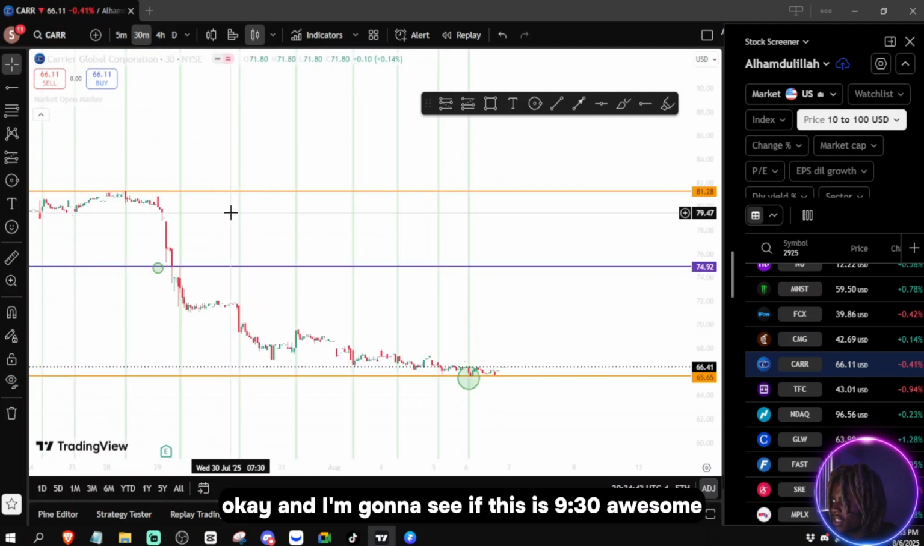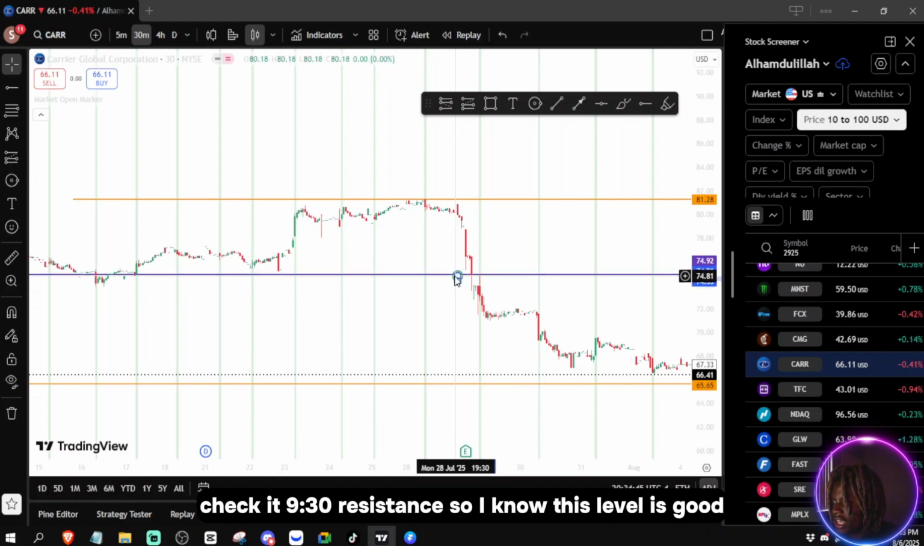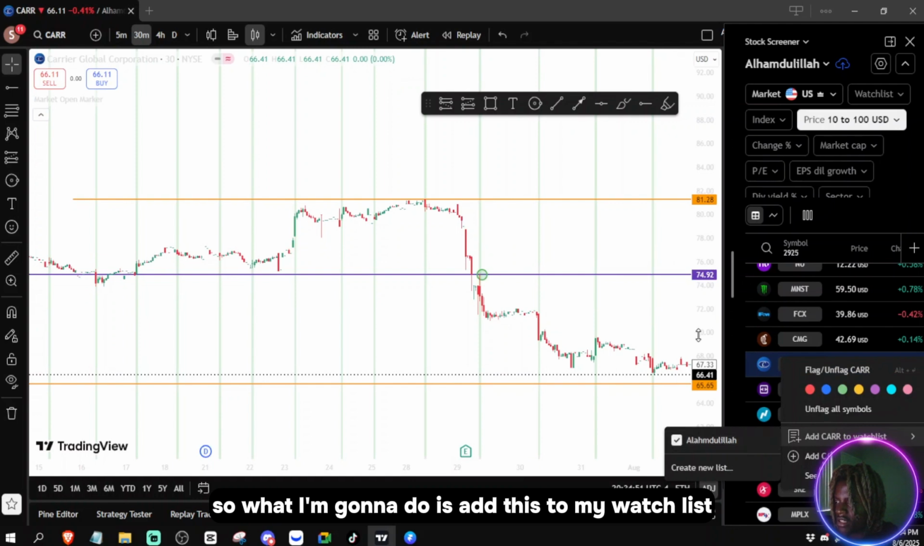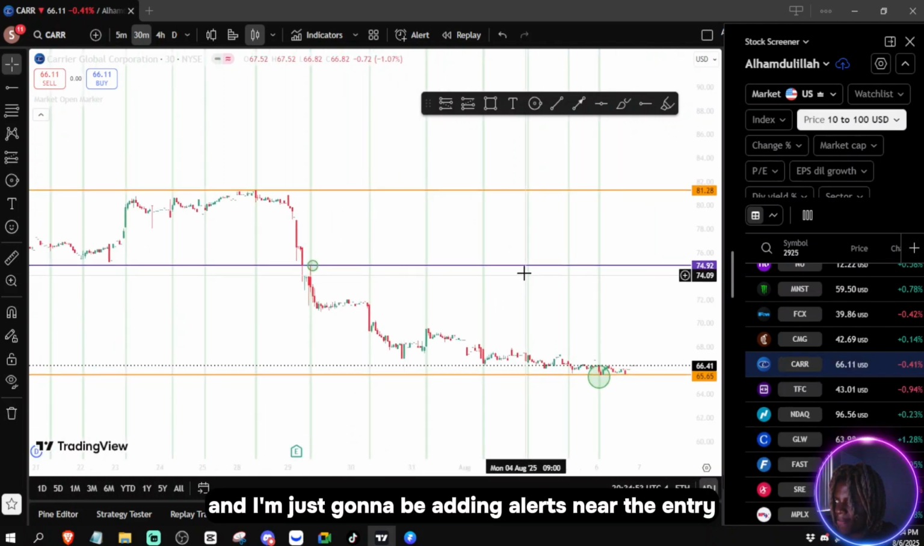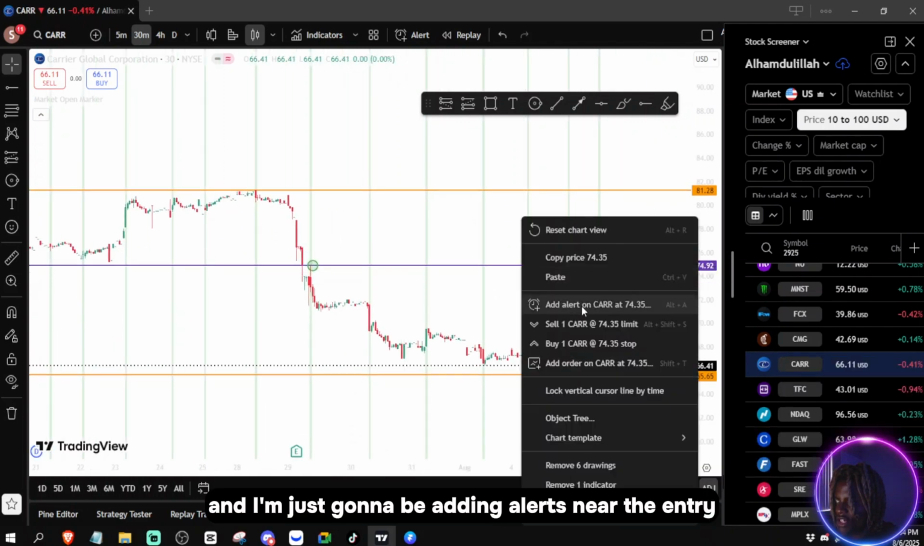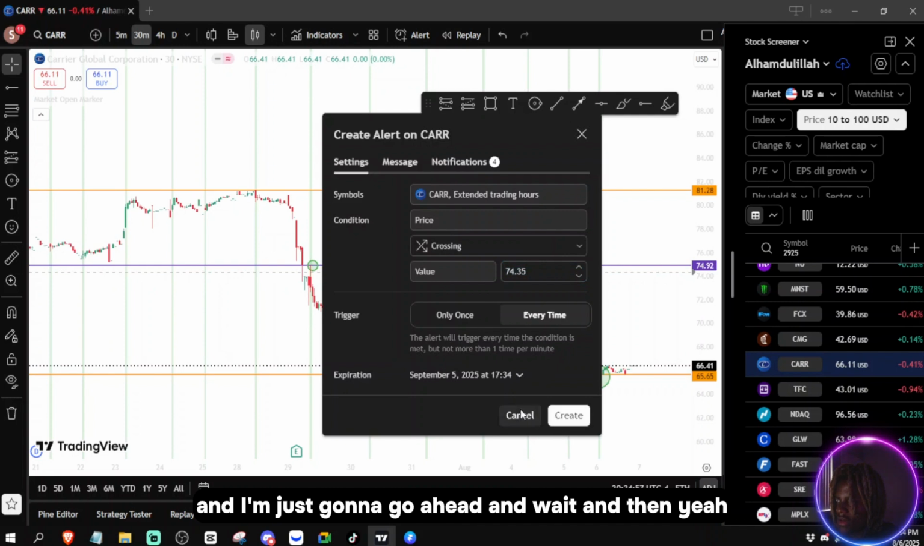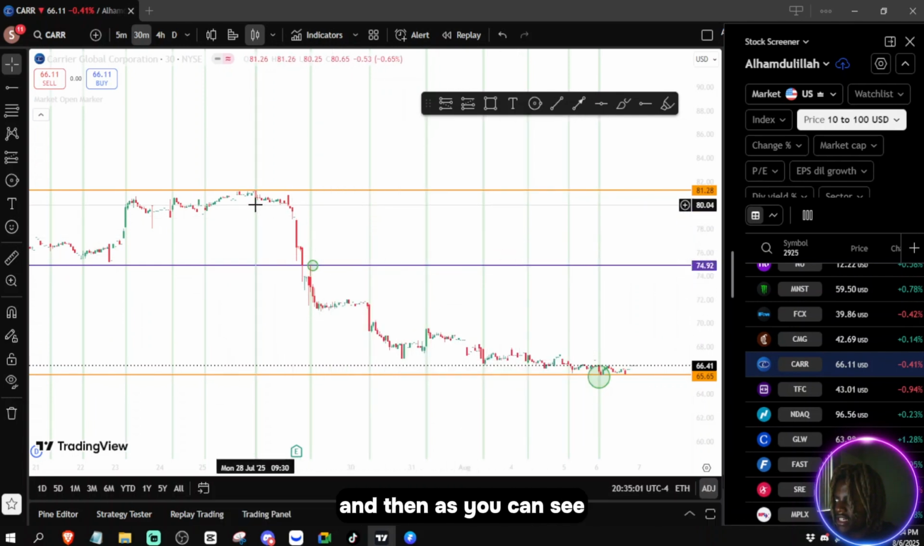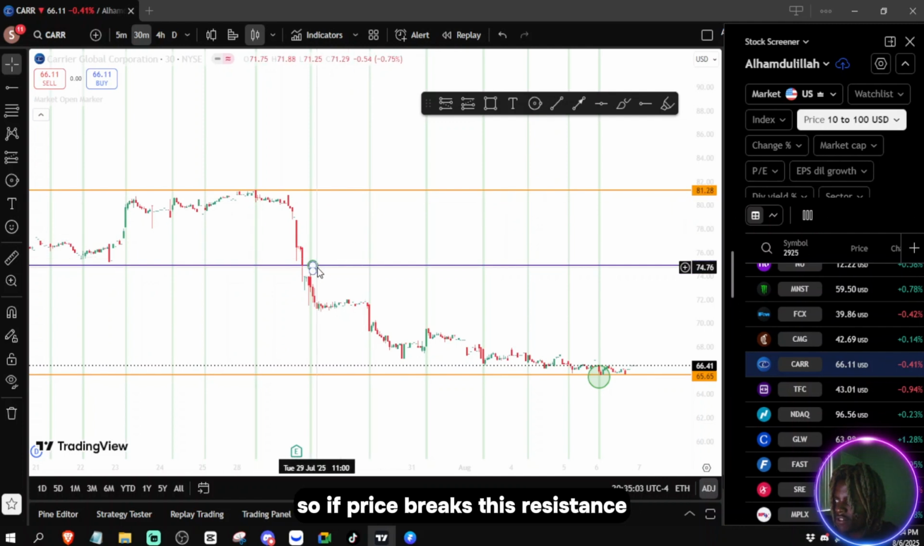Okay. And I'm going to see if this is 930. Awesome. Check it. 930 resistance. So I know this level is good. So what I'm going to do is add this to my watch list, and I'm just going to be adding alerts near the entry. And I'm just going to go ahead and wait. And then as you can see, I have a 930 resistance up here too. So if price breaks this resistance, I believe we'll go Goku Blast.